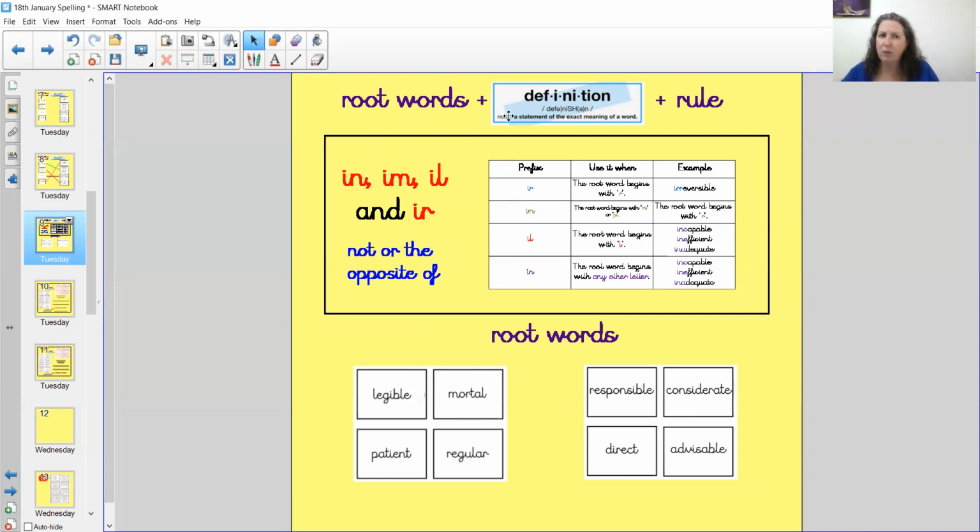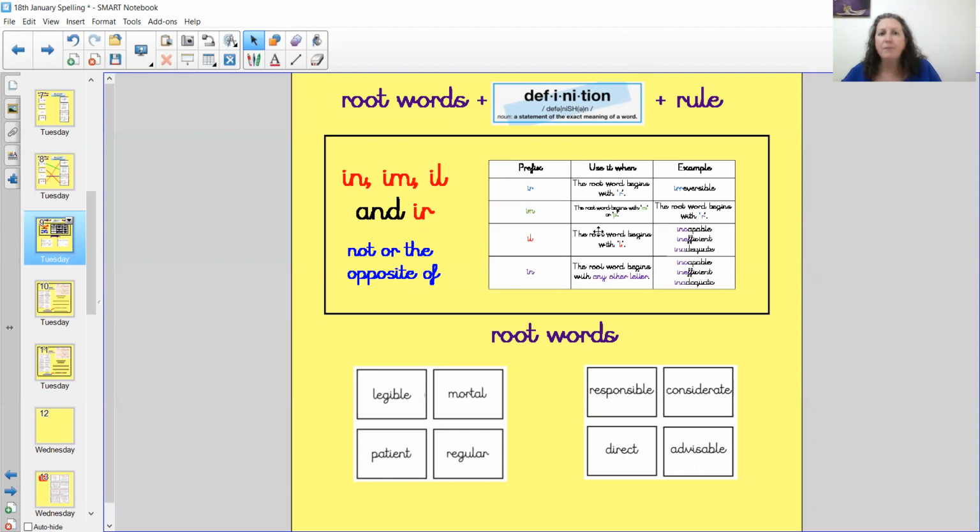Okay, we did those on the other one. And now we have our rule, because obviously it's the same rule that we were doing last week. Okay, and that does obviously change the word. It means not or the opposite of, but it also means that you add the prefix depending upon what the root word begins with.